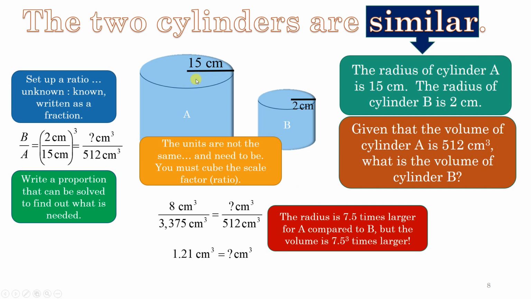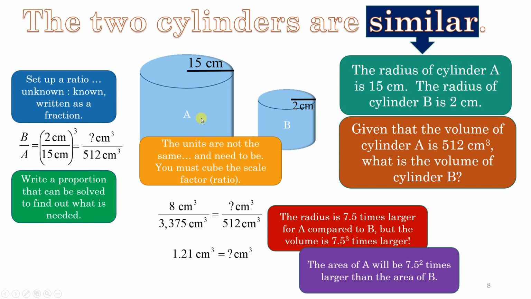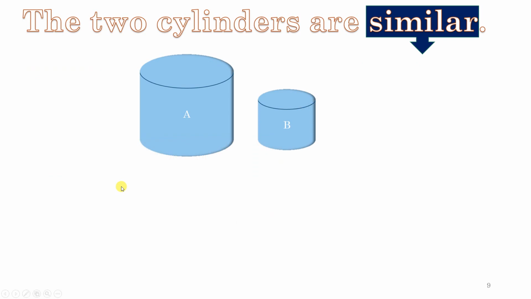Now, because this is proportional, because they're similar, this one's 7.5 times larger than that. That means the volume is going to be 7.5 cubed times larger for A than it is for B. And the area of A is going to be 7.5 squared times larger than B. That's how it works. Area is squared, volume is cubed. You've got to remember to square the scale factor for area and cube it for volume. All right, now let's see another example, shall we?